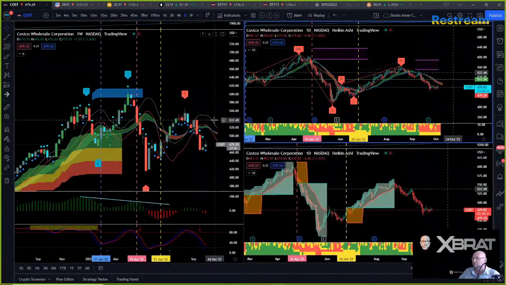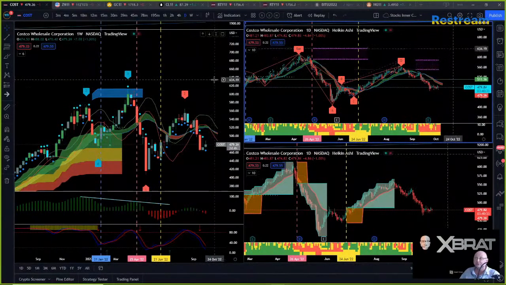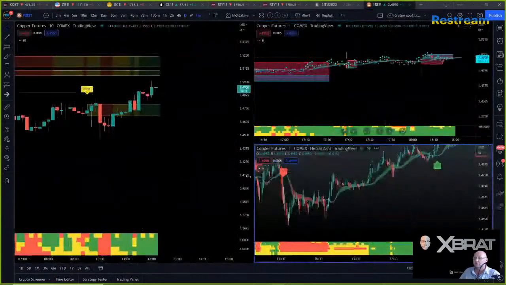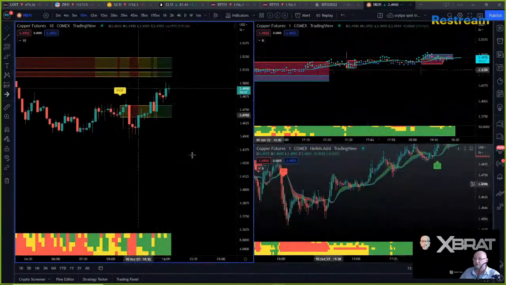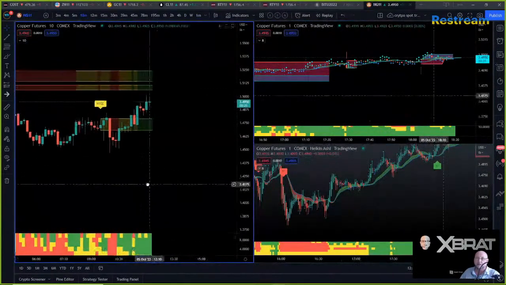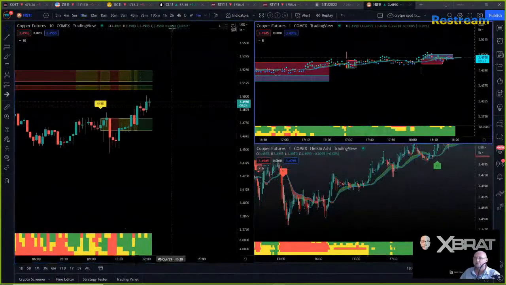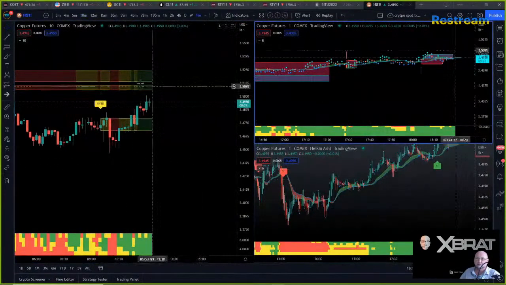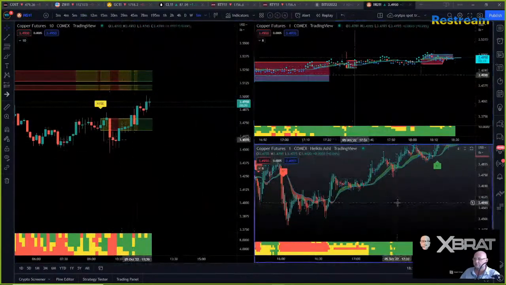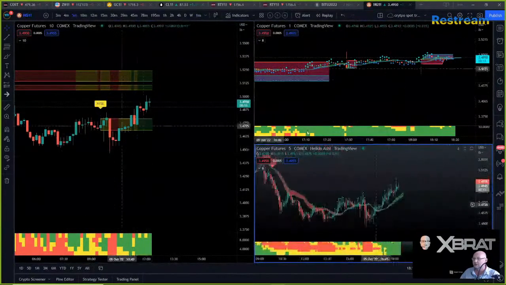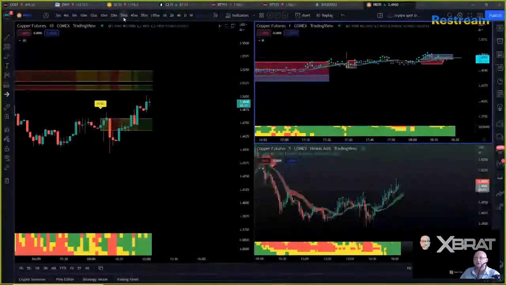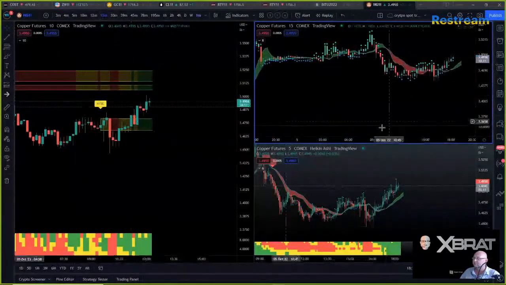Now, that works for stocks on larger time frames, and it can be done on anything. Okay, there's three time frames. I look at copper here on the 10-minute. Down here, I want to look on the 5-minute. And on this one here, I want to look on the 15-minute.